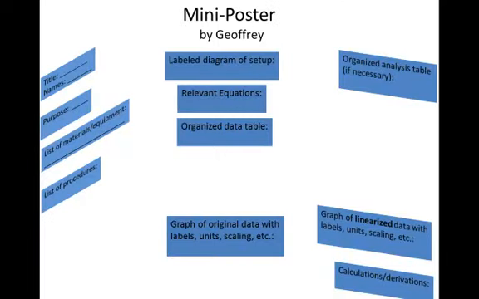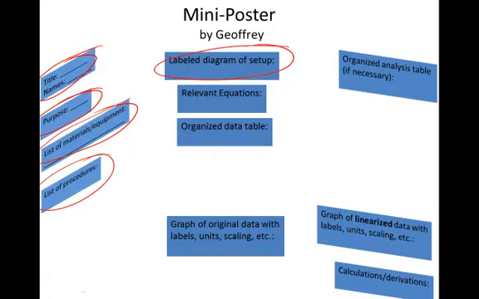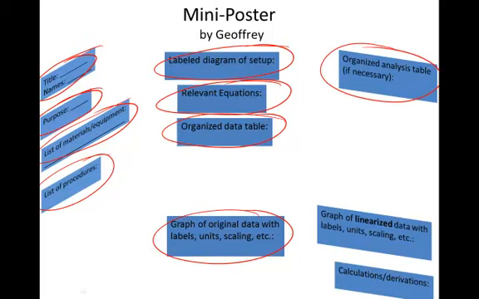Here's what each Post-it note should be labeled as: title with names, purpose, list of materials and equipment, list of procedures, a labeled diagram of the setup, relevant equations, organized data table, graph of original data with labels, units, scaling, etc., organized analysis table if necessary, a graph of linearized data with labels, units, and scaling, again that's if necessary, and finally calculations and derivations.